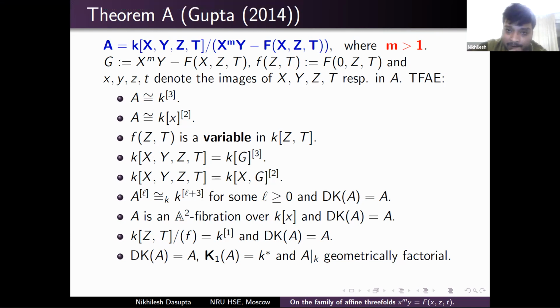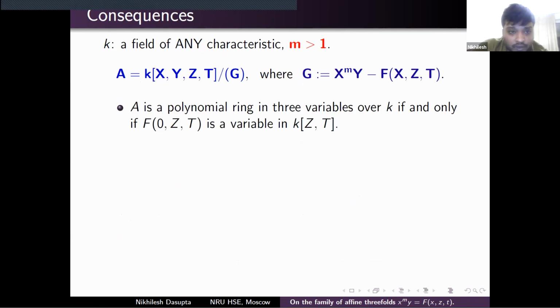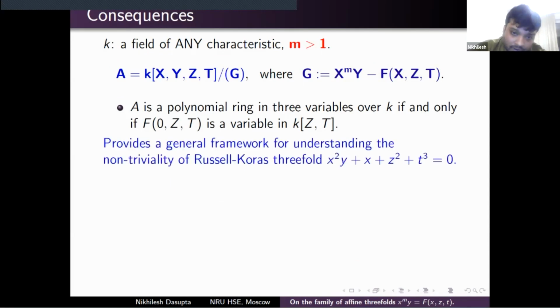Now, if you can remember or just take a note of this result, let's look at some consequences. Okay. So K is a field of any characteristic. A is a polynomial ring in 3 variables over K if and only if f(0,z,t) is a variable in k[z,t]. This provides a general framework for understanding the non-triviality of Russell-Koras threefolds.